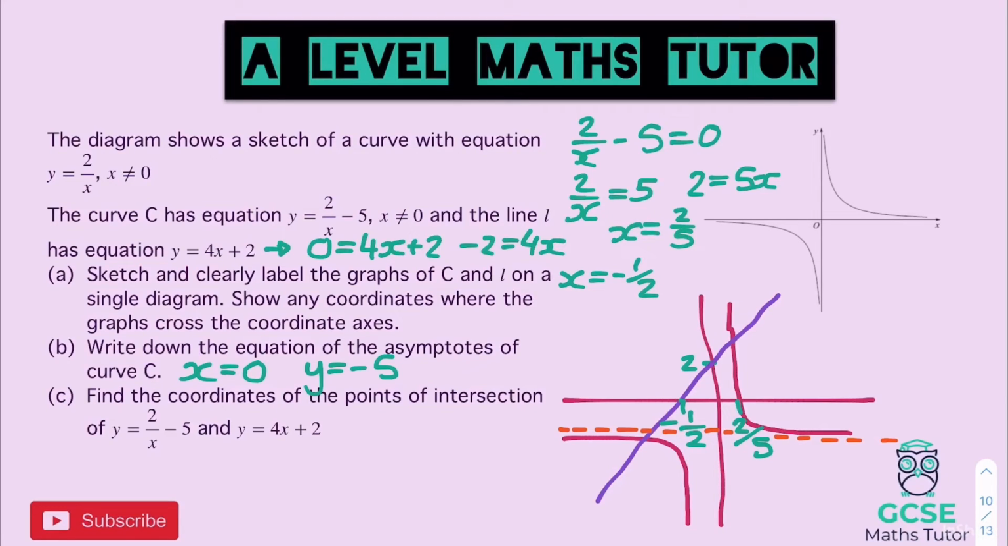But that's where our new asymptote goes through, and obviously we still have the same asymptote going down the y-axis there, x equals 0. So there's part B. For part C, we obviously need to find the coordinates of the points of intersection.